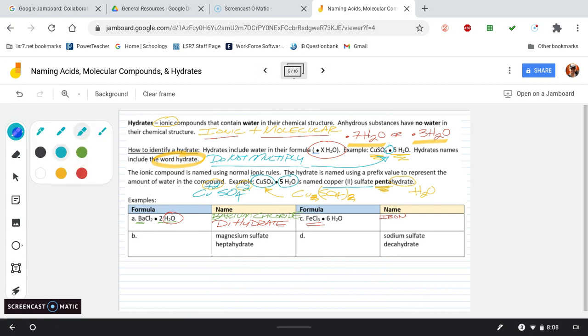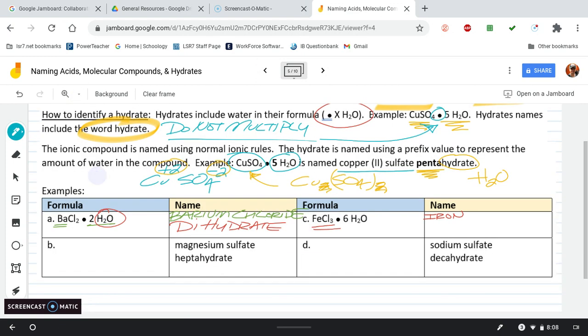Okay, so let's go through and let's do that. Let's identify the Roman numeral. And the Roman numeral here is going to come from right there, the 3 next to the chlorine. So it's Roman numeral 3. So iron 3.